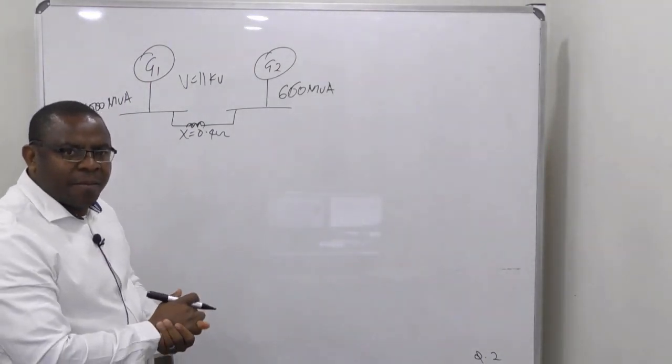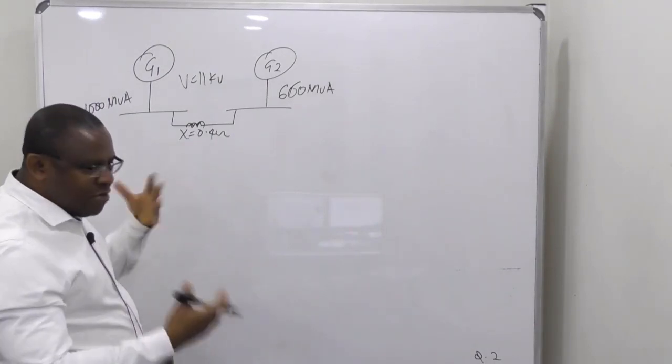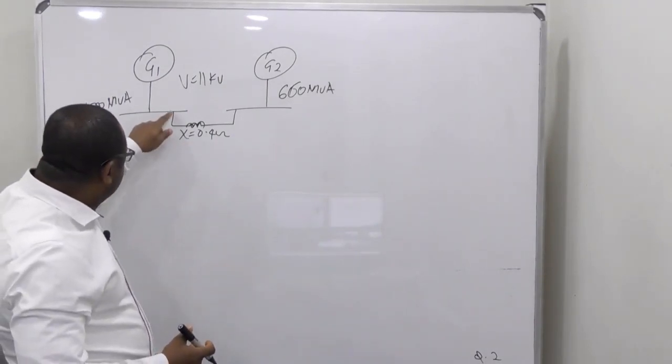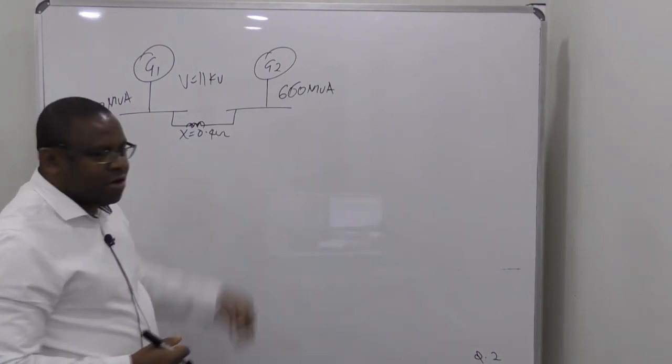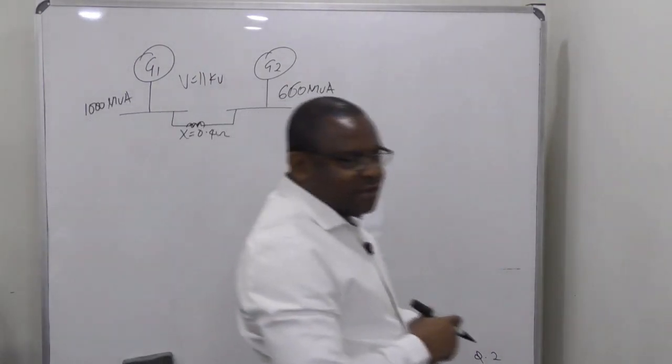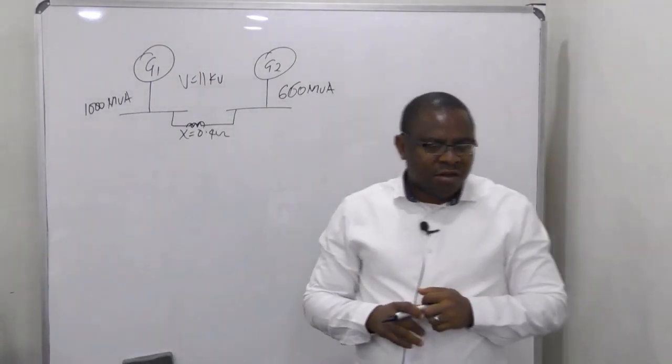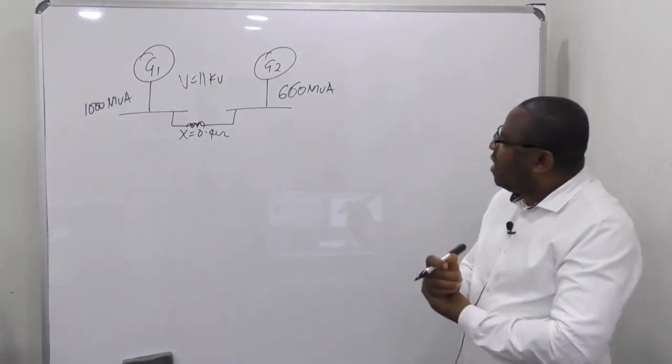All right? What will be the fault level here and what will be the fault level there? The increase in fault level on both sides. And this is 14 marks, 2006. Okay? How do you do that?